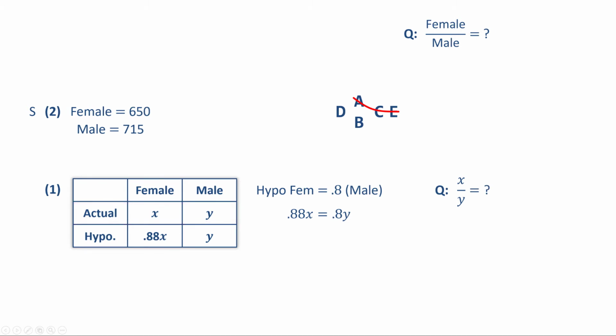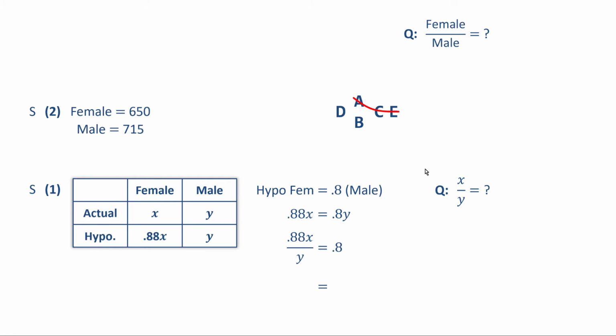To see what our equation can tell us about x over y, we divide both sides by y. On the left side, this yields 0.88x over y, and on the right, dividing by y leaves us with 0.8. Things are looking pretty good. This latest version of our equation can clearly be solved for x over y, so we should mark statement 1 as sufficient. Of course, you can keep going here to get more explicit about x over y.